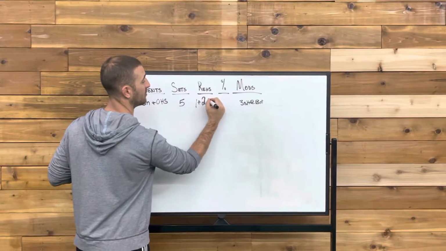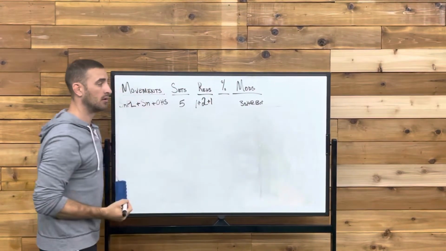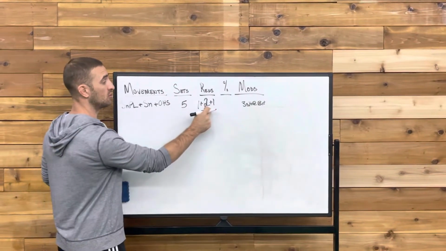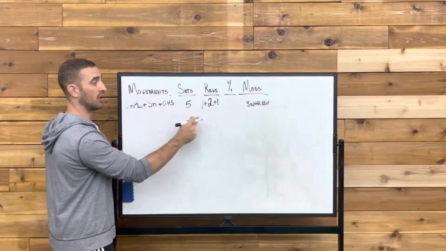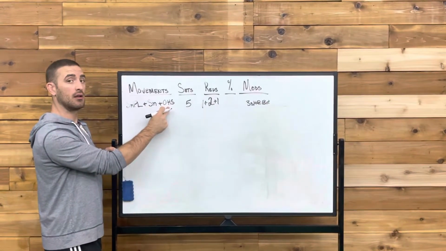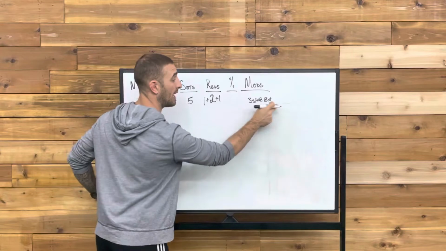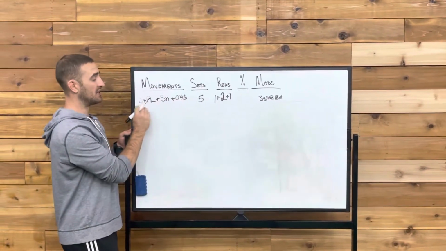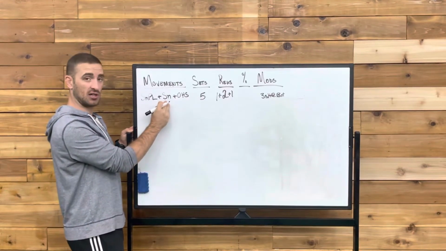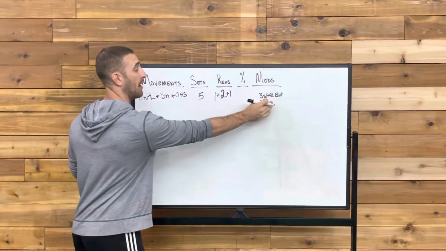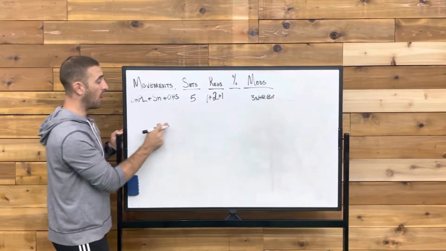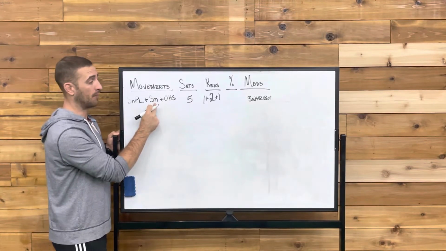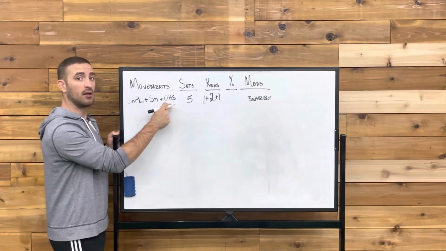Maybe it says 1 plus 2 plus 1. That means I'm going to do 1 snatch pull plus 2 snatches plus 1 overhead squat, right? If there's a modifier, in this case a 3-second hold at the bottom, I know that a snatch pull doesn't have a bottom position. The snatch does, and so does the overhead squat. So that modifier doesn't apply to the first move. So I'm going to go 1 snatch pull, 2 snatches with a 3-second hold at the bottom, and then 1 overhead squat with a 3-second hold at the bottom.